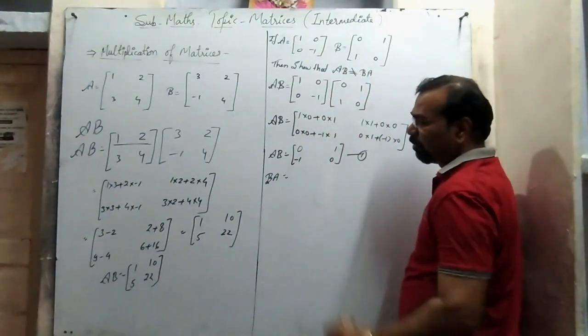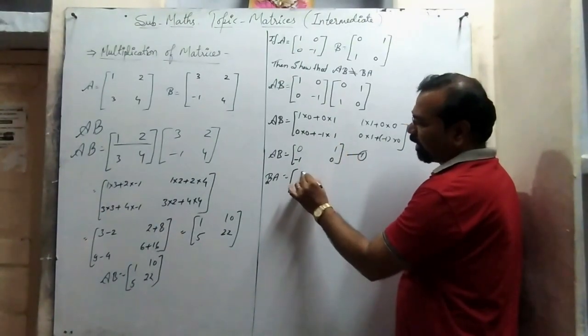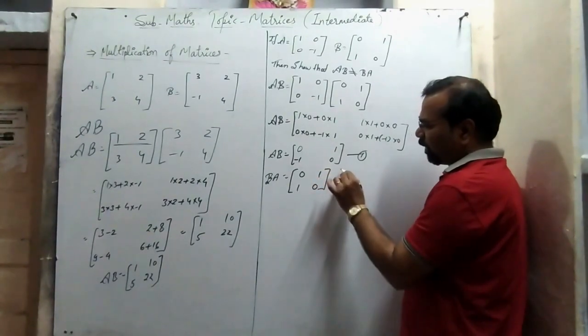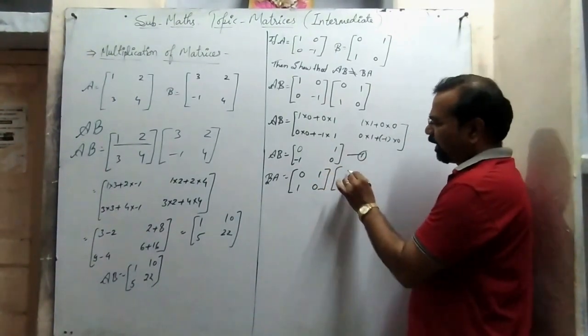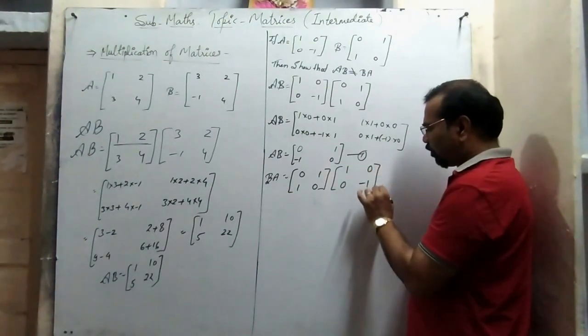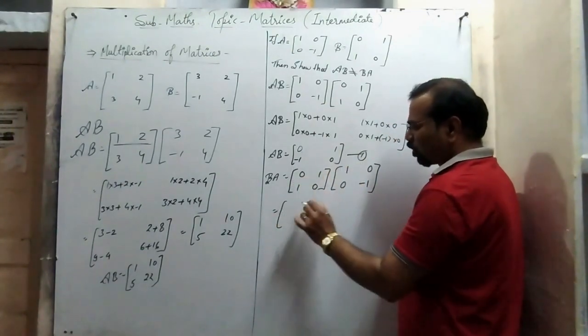Now we have to find BA. First, write the value of B: B is 0, 1, 1, 0. Again, the value of A is 1, 0, 0, -1. So what can we do? First row and first column.